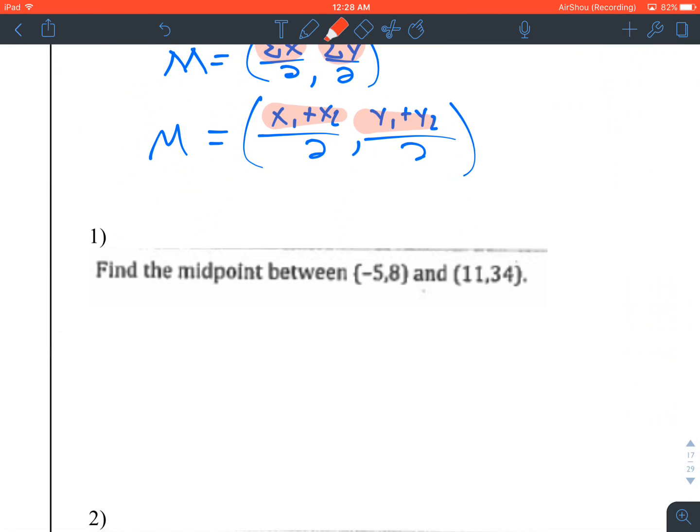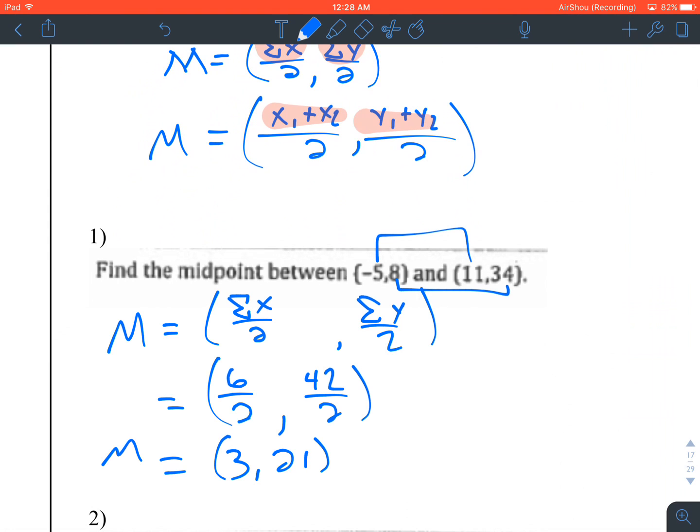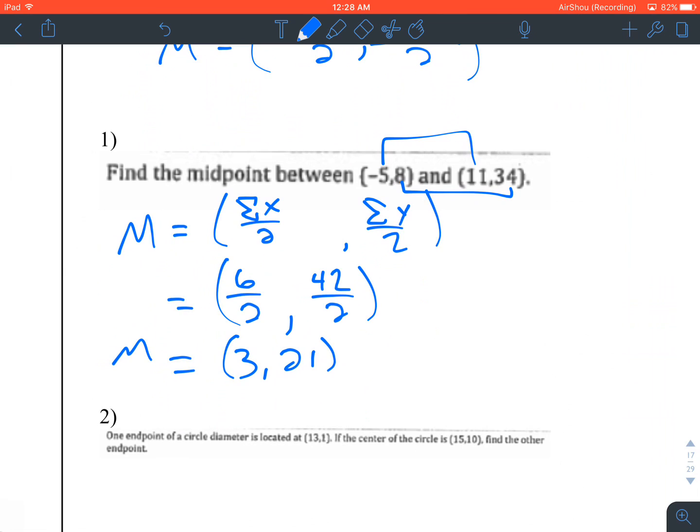I'll show you an example. Find the midpoint between these two ordered pairs. So if we sum the x values, and then sum the y values, and divide each of those by 2, our x values are negative 5 and 11. If we add those together, we get 6. We add the y values, 8 plus 34 is 42. It's going to give us the ordered pair 3, 21. This is the midpoint, the halfway point between those two ordered pairs.